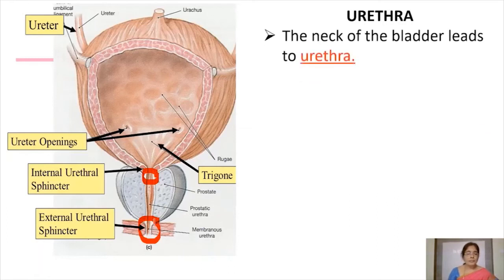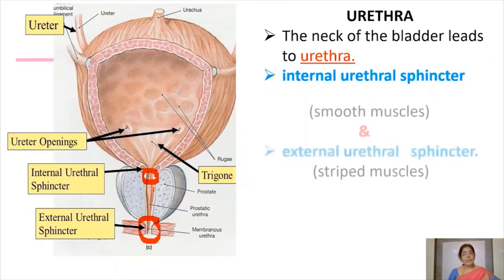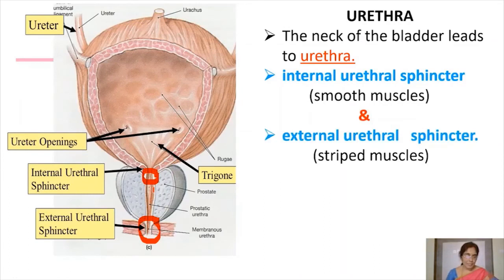What is the main feature of these sphincters? Now, the neck of the urinary bladder is opening into the urethra and it has two sphincters. Sphincters అంటే అర్థం ఏంటి అంటే they are made up of muscles.